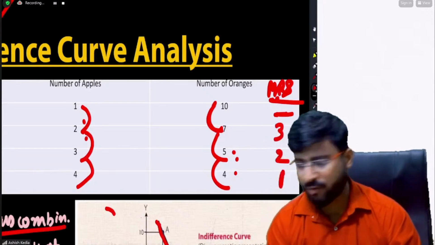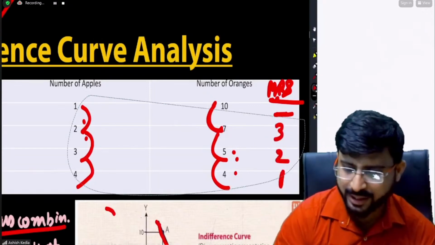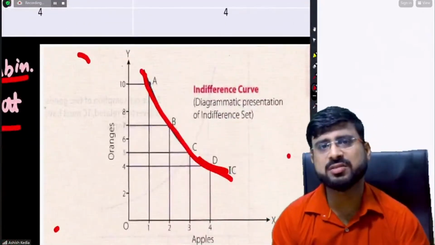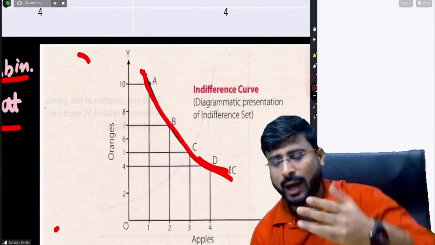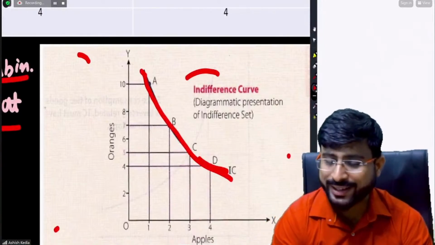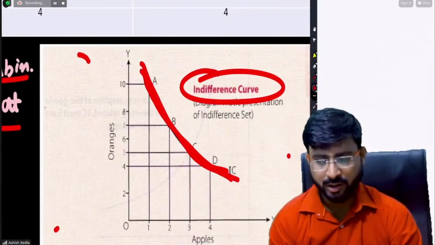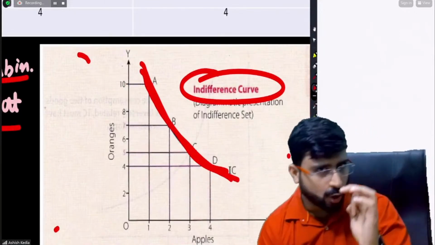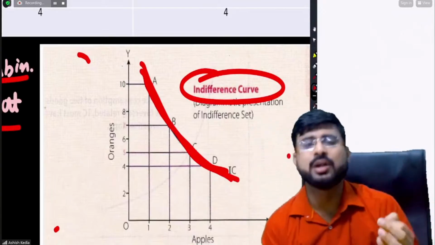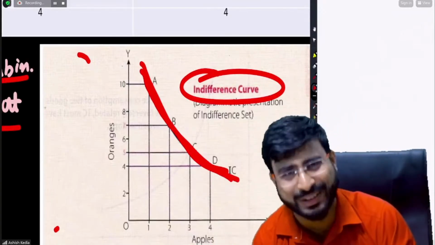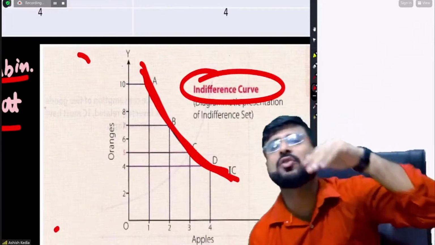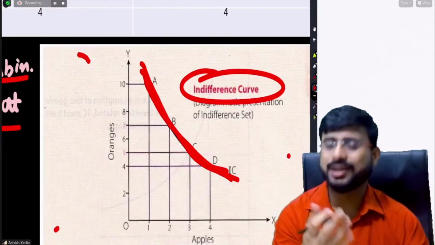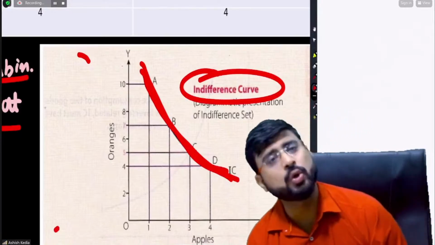Very very good. Everybody has understood it. So the first question is, there are two questions asked in exam. I'm telling you, number one, why is indifference curve downward sloping? It is going downward, so why is it downward sloping? The answer is because in order to increase the consumption of one unit, we have to sacrifice the consumption of some other unit. In order to increase the consumption of one unit, we will have to sacrifice the consumption of some units. And hence, indifference curve is downward sloping.